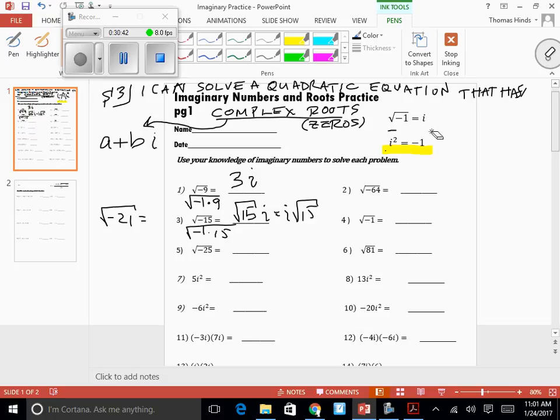5 times that is the same thing as 5. Write that down, write that down. Write that down, write that down. Back row, side, side, side.